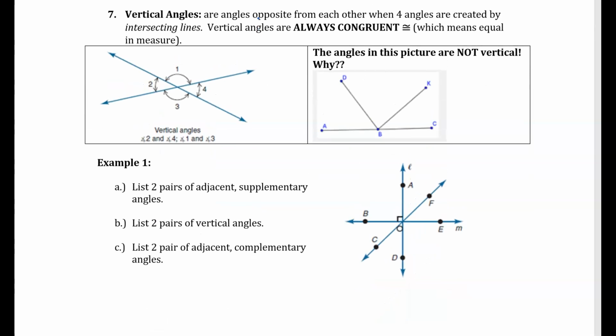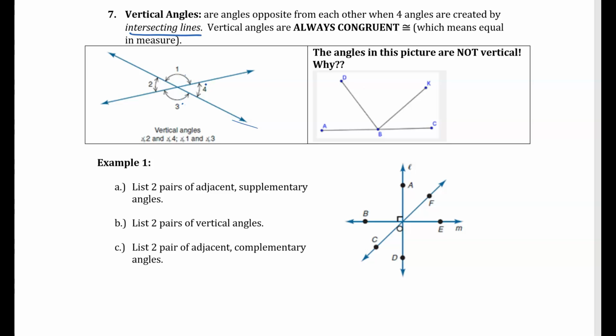Vertical angles are angles that are not adjacent to each other. They're across from each other, opposite from each other, and they're formed by intersecting lines. So in this case, angles 2 and 4 are vertical. They're formed by intersecting lines and they're opposite from each other.